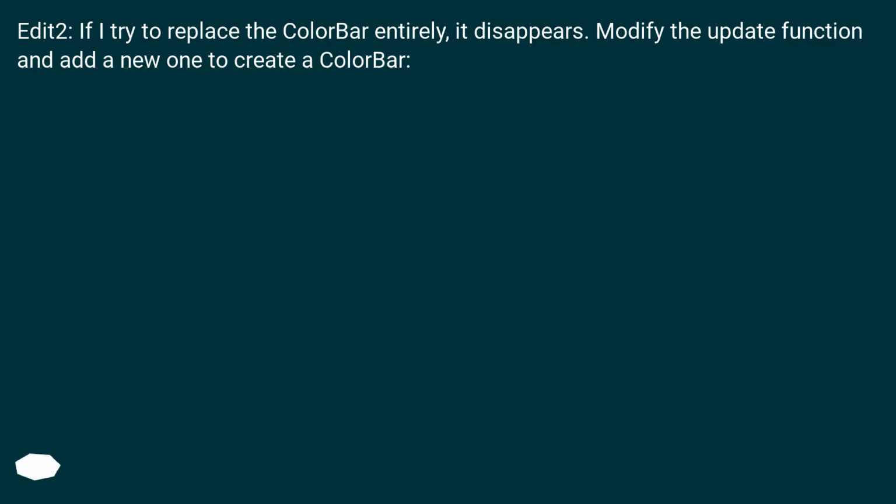Edit 2: If I try to replace the color bar entirely, it disappears. Modify the update function and add a new one to create a color bar.